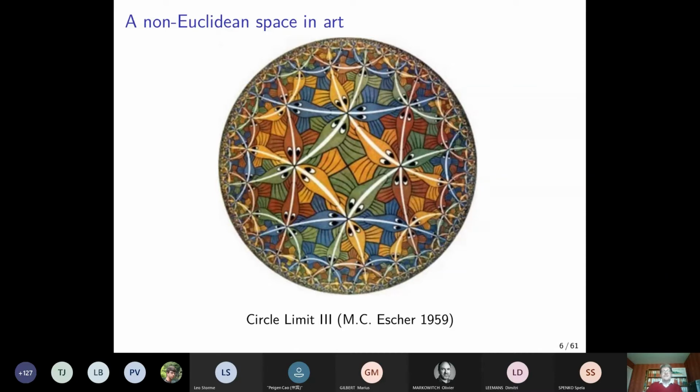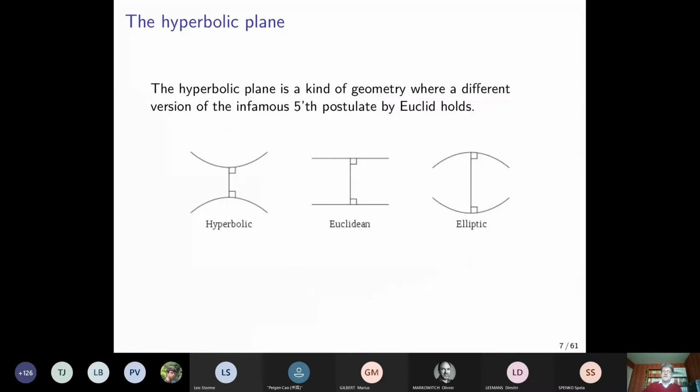Here is an example of a curved space at a place where you might perhaps not expect it, namely in art. This picture by Escher is best interpreted as a picture in something called the hyperbolic plane. So what is the hyperbolic plane?